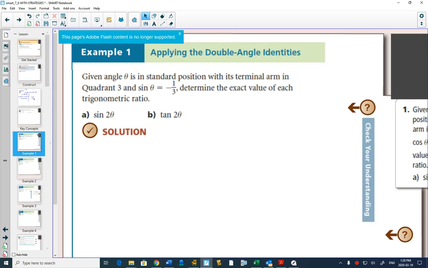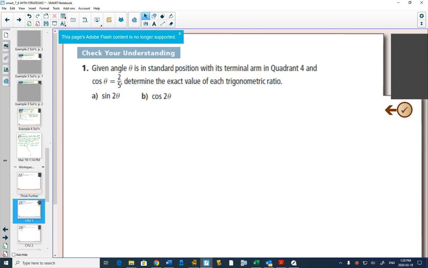So when we go to example 1 here, in part A, first of all, reading this question, given angle theta is in standard position with its terminal arm in quadrant 4 and cos theta equals 2/5, comma, all that stuff before the comma, have you not seen a ton of questions that start that way already? What did we do every time we have a question that started that way? We drew it out, right?